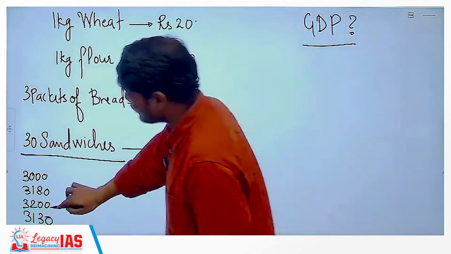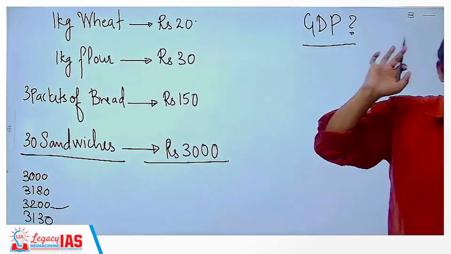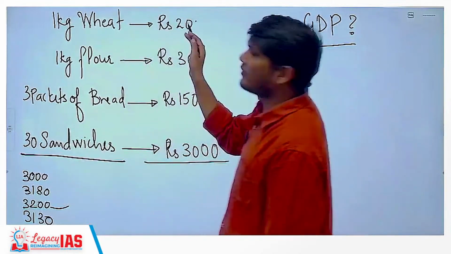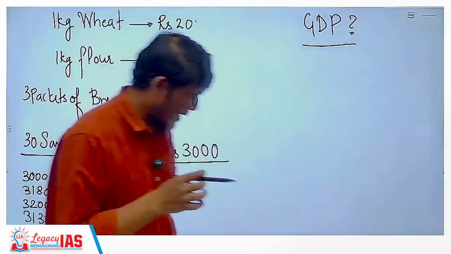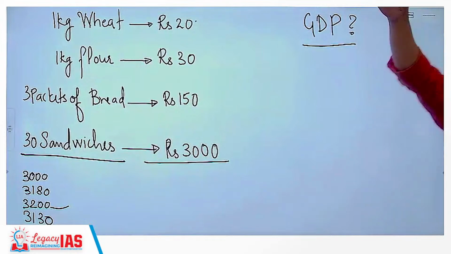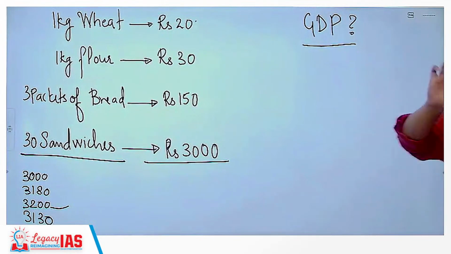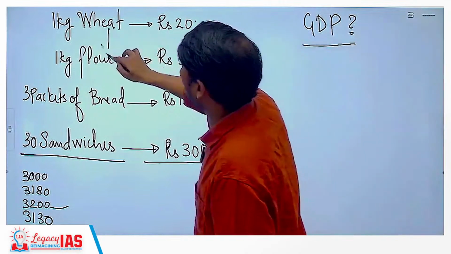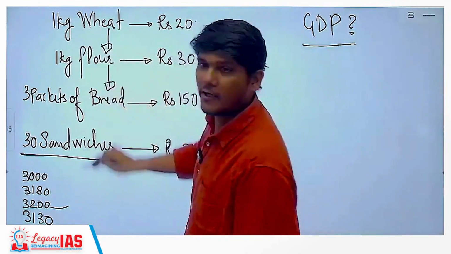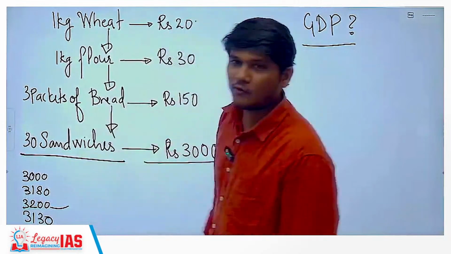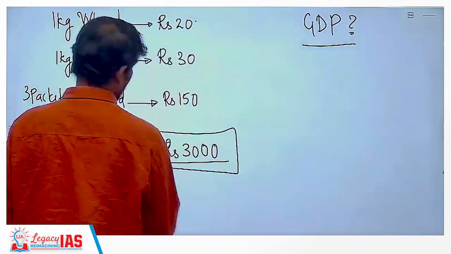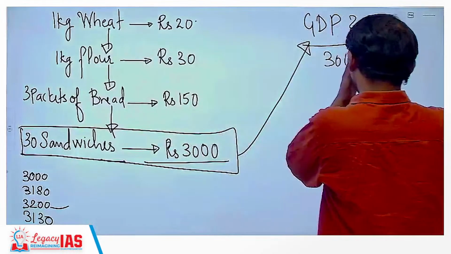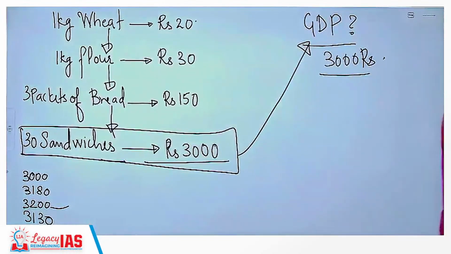I can understand 3,200; that mistake is acceptable. But why are you saying 3,180? I have been saying it is the total final value of goods and services. Since this wheat is getting converted into flour, this flour into bread, this bread into sandwich, you simply take the value of these 30 sandwiches, which is the GDP. The total value of final goods and services.